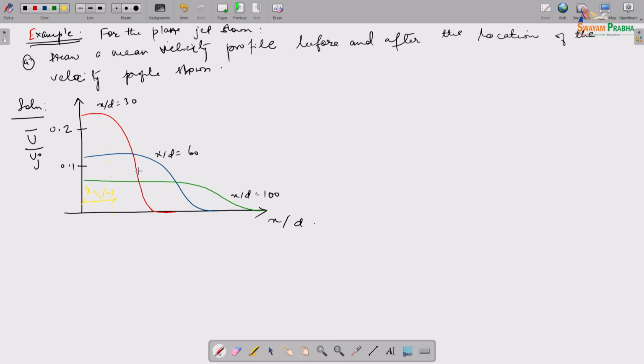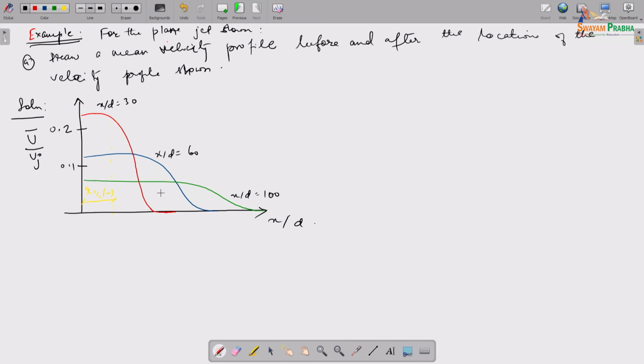When x by d is equal to 30, that is at a certain x location after the jet has come out. And x by d 60 means I am going further down. So r by x is going to be this. As you can clearly see now, r half is increasing as we move along the axis of the jet, or with an increase in x.